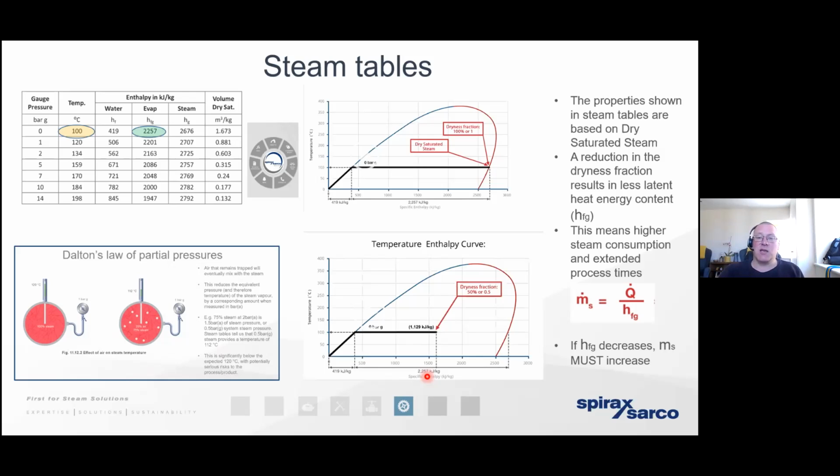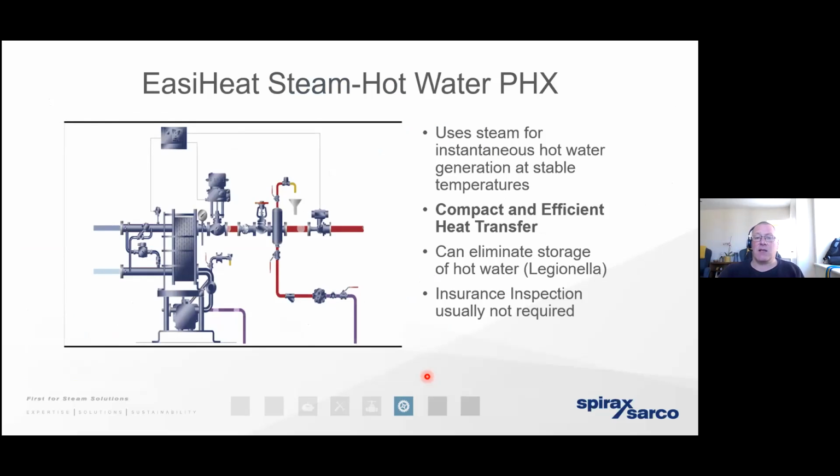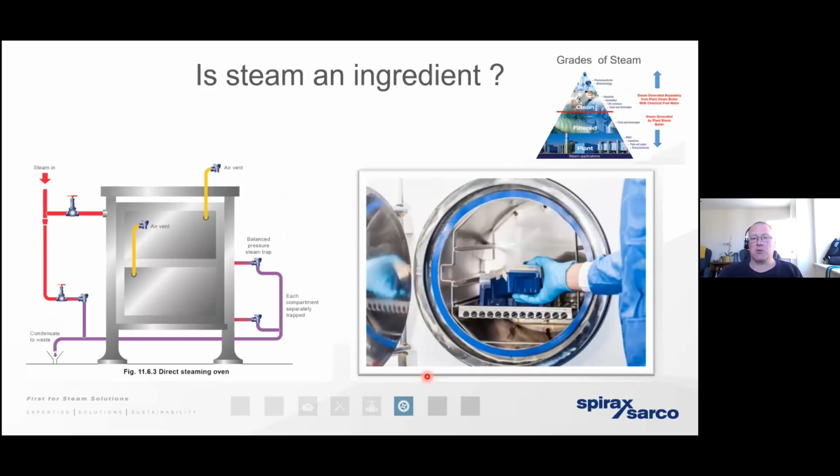So a typical process, that could be, let's say, the production of hot water from steam, producing hot water for a number of industrial processes instantaneously. So this is just one point of heat exchange that we could have on a typical steam using site. One of the first things that we want to do, regardless of whether we're utility engineers or process engineers, is ask ourselves, what is the steam being used for?